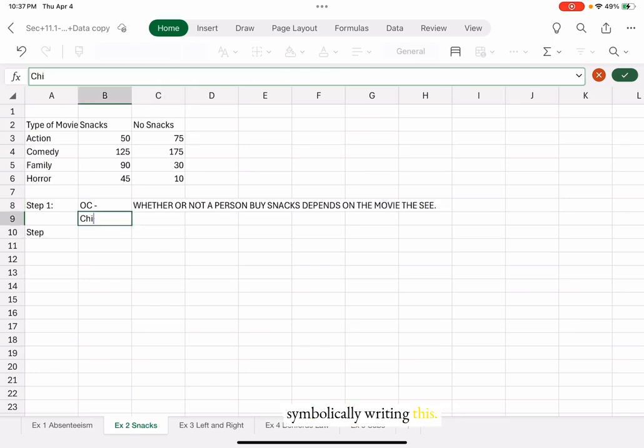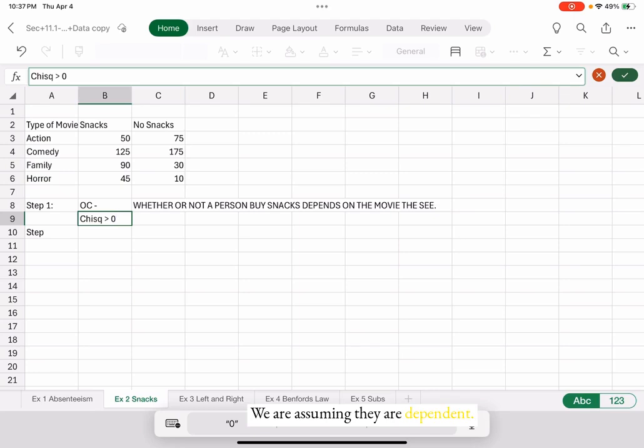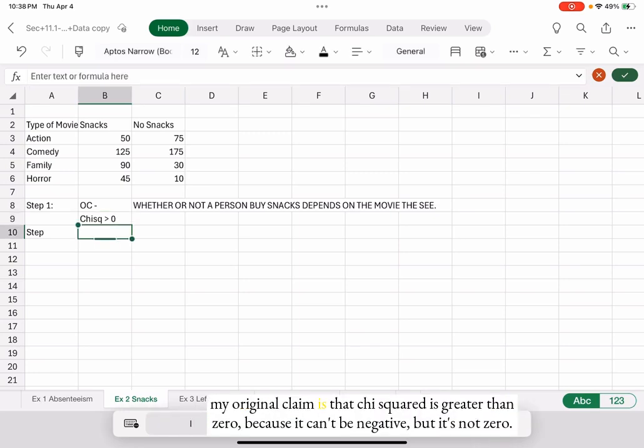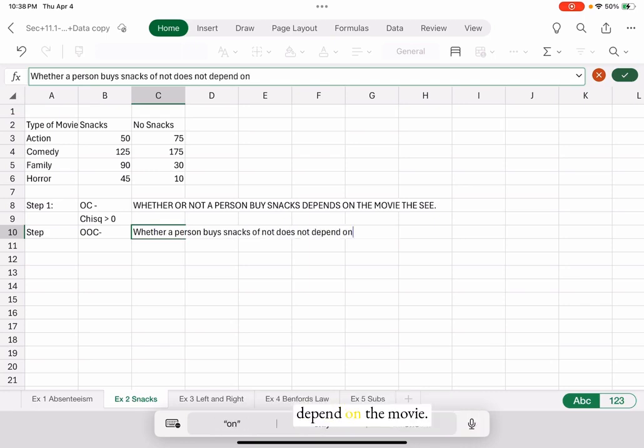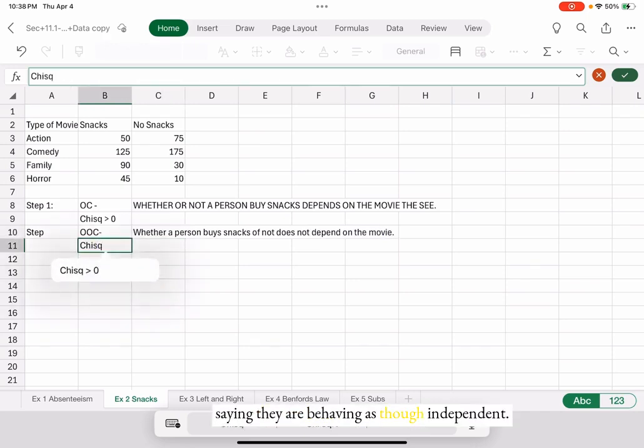Symbolically writing this, chi-squared equals 0 would mean we are assuming they are independent. But we are assuming they are dependent, and it does not behave as we would expect if random. My original claim is that chi-squared is greater than 0, because it can't be negative, but it's not 0. The opposite of the claim is that whether a person buys snacks or not doesn't depend on the movie, saying they are behaving as though independent.